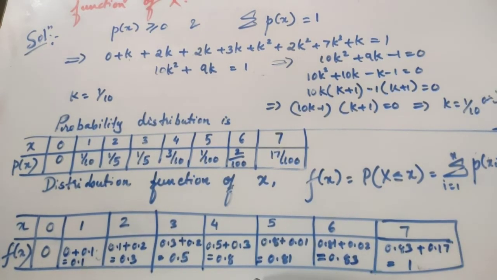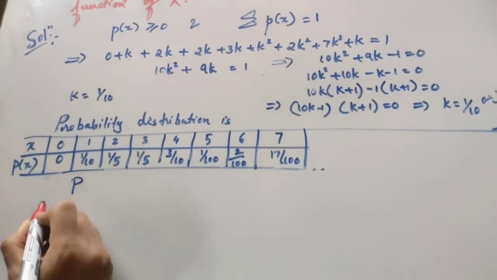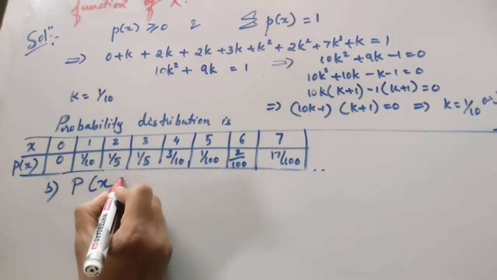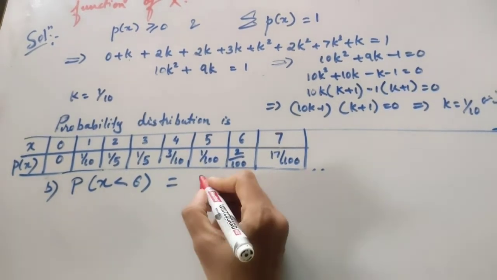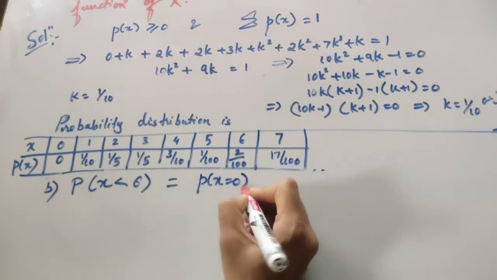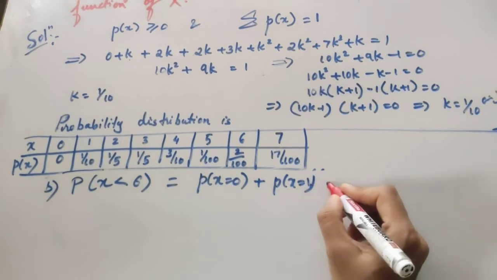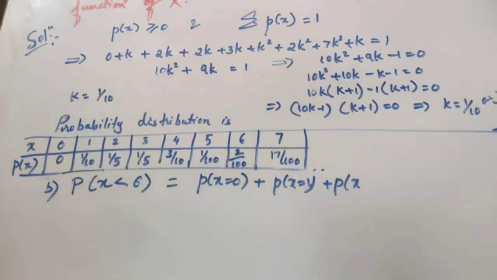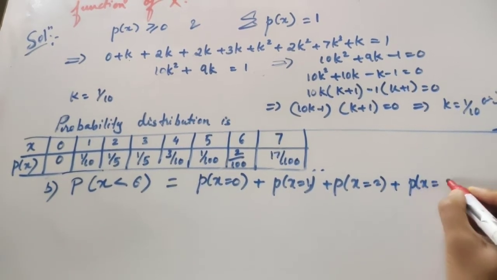Now we have to evaluate the P of B part. We had to evaluate P of x less than 6. Now the probabilities of all the x which are less than 6: first the probability of x equal to 0 because 0 is less than 6, plus the probability of x equal to 1, plus all those probabilities where it is less than 6. Up till 5 you are going to consider. That's it. So go on doing it. It's very easy.